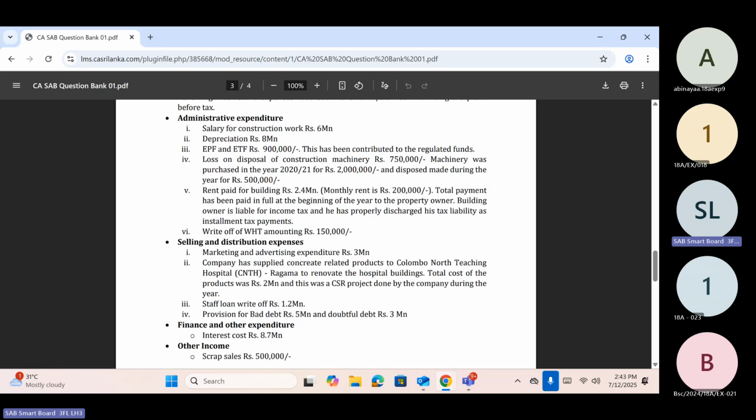After that it is coming. Then they will check the one. Qualifying payment here. So staff loan write off.